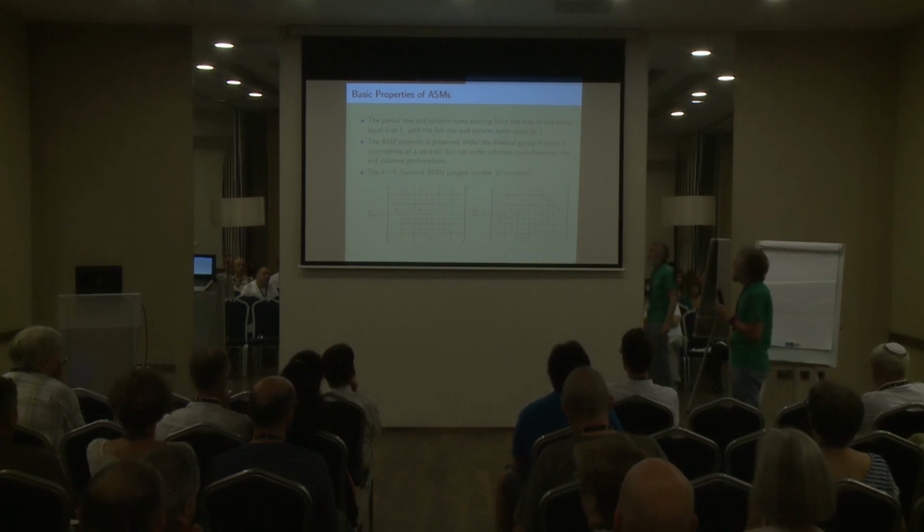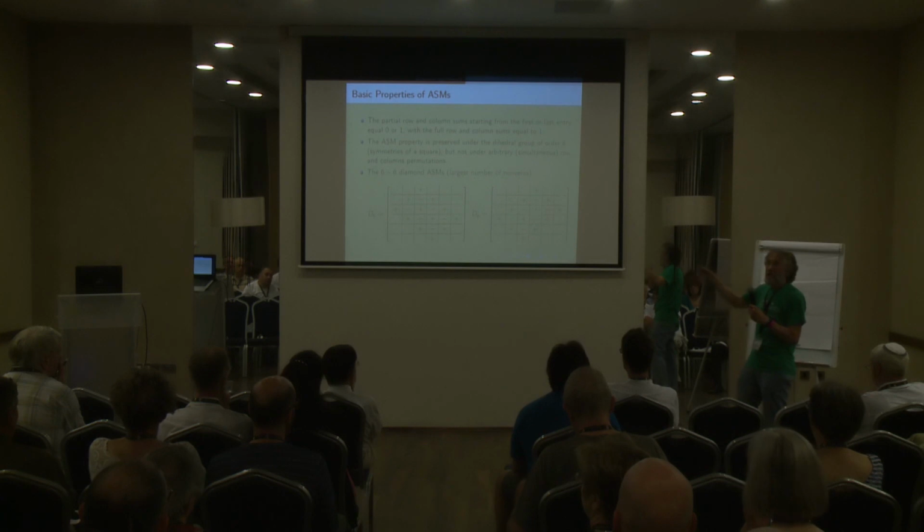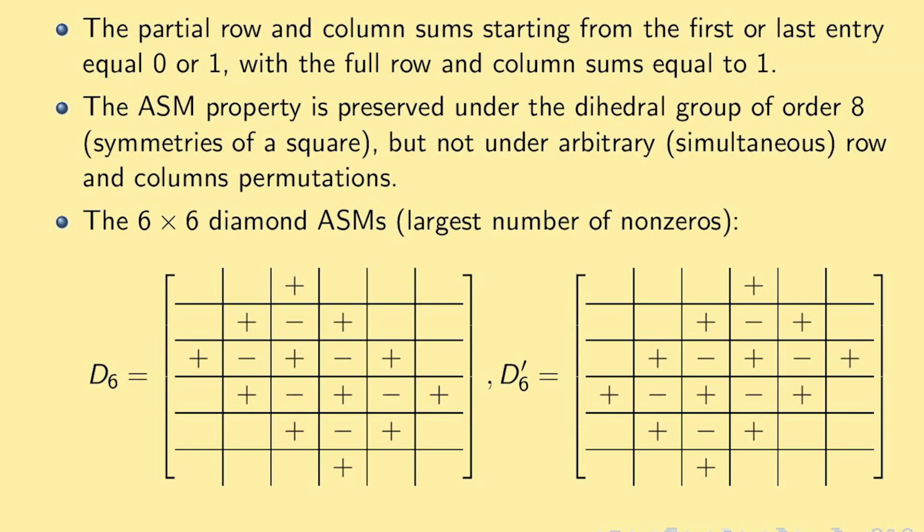They actually have, this is even, the largest number of non-zeros that any alternating sign matrix can have. That we call the diamond ASM. In the even case, there are 2, because there's no middle row and middle column. In the odd case, there's actually 1, okay? And I'm sure you can imagine what that is.